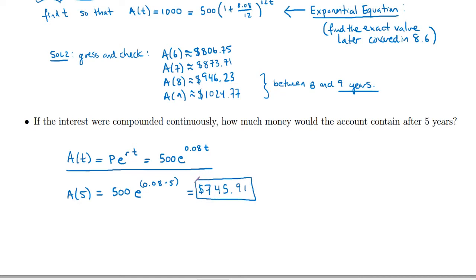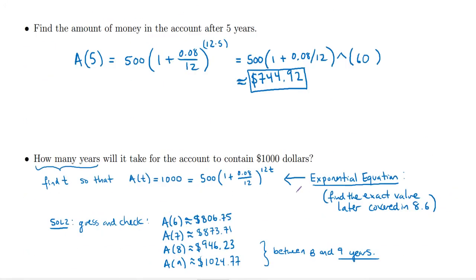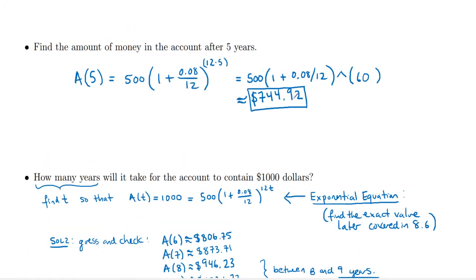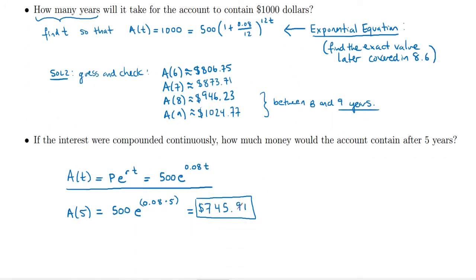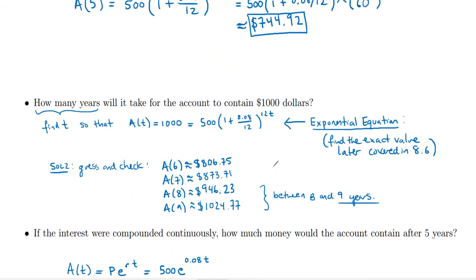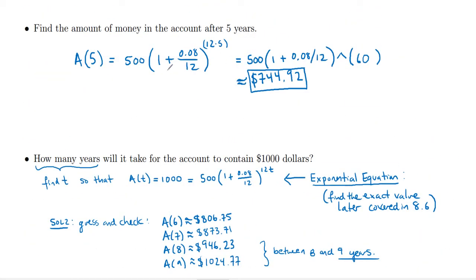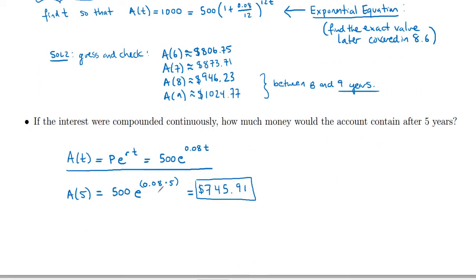Okay, now if you compare that to compounding this monthly, same exact investment, right? But you're compounding it monthly versus continuously, what is the difference? So you see, you're only getting 744.92. I mean, it's just a little bit more, but you see the mathematics is actually just much simpler. I don't have to deal with this, okay?